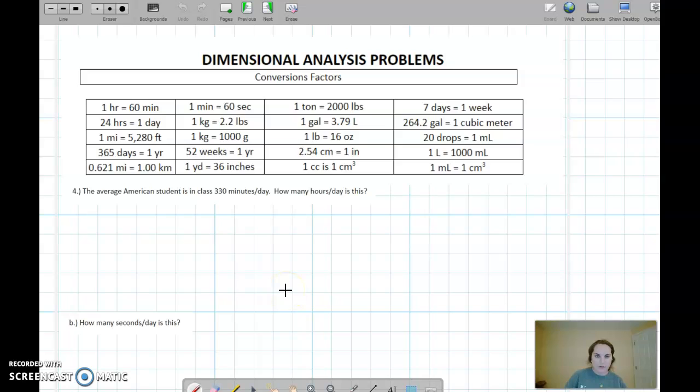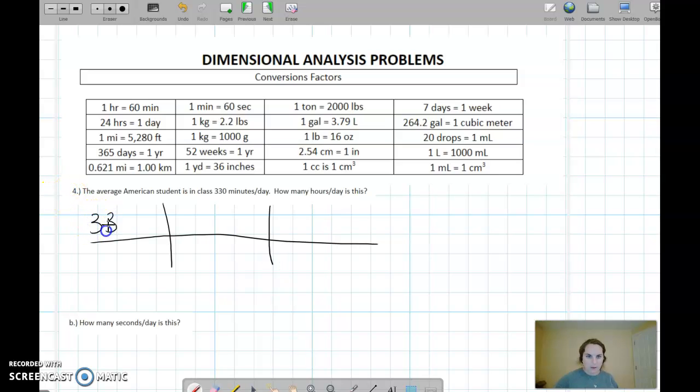The average American student sits in class 330 minutes per day. How many hours per day is this? So we are fine with keeping per day, but I'll just show you how this looks on the dimensional analysis chart here. So we have 330 minutes per 1 day. So remember when I was saying if you hear per, just put it as a fraction in your dimensional analysis line. That is one of these examples, okay?